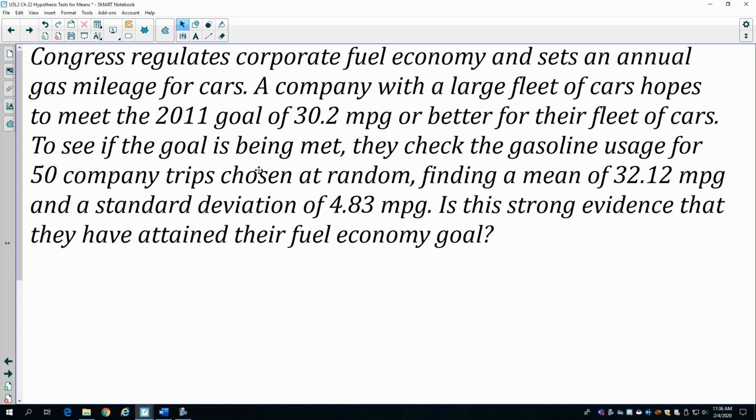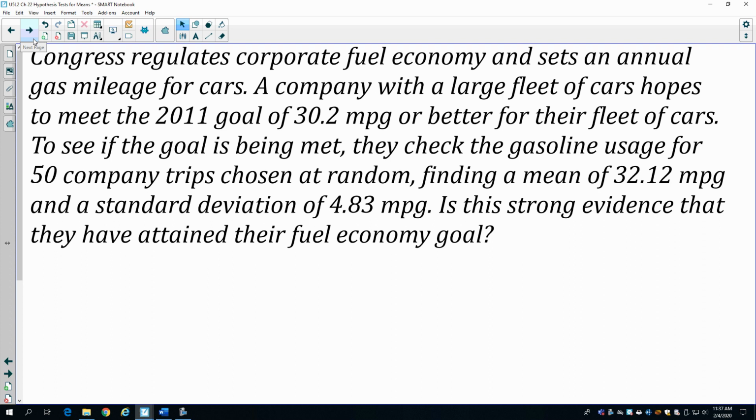So we have a fleet of company cars, and it's required of them to meet the goal of 30.2 miles per gallon or better. This company takes a random sample of trips that their cars have gone on, and they find a mean of 32.12 miles per gallon with a standard deviation of 4.83 miles per gallon for those 50 randomly selected trips. So we're wondering if this is evidence to show that they've met their goal of being 30.2 or better.